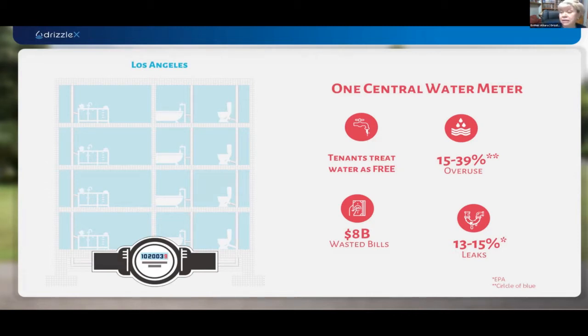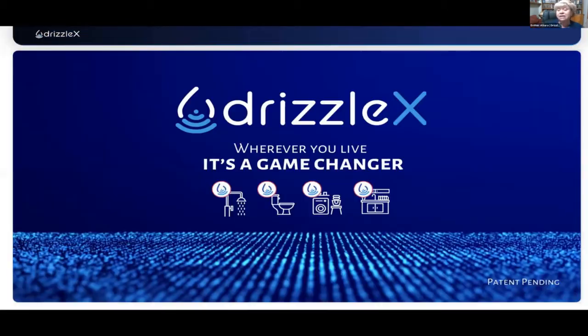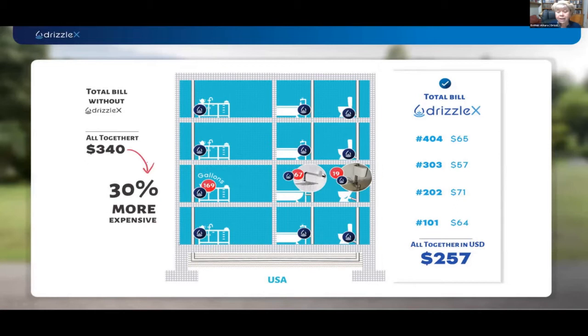So what's to do in a case where you do not have a way to physically submeter? That's where DrizzleX comes in. DrizzleX doesn't care if the pipes are horizontal or vertical. DrizzleX has micrometers that are installed at each point of use. Those micrometers measure how much water is running at each point, and based on it, a tenant can be billed for their actual use, and that's going to prevent the big waste that there is in the system.